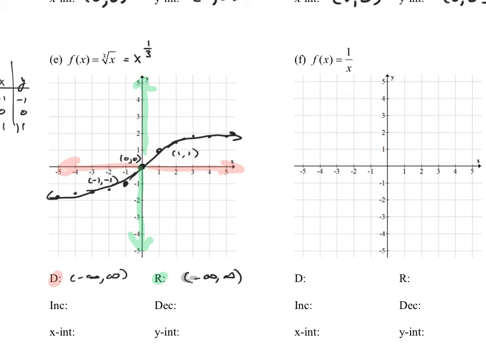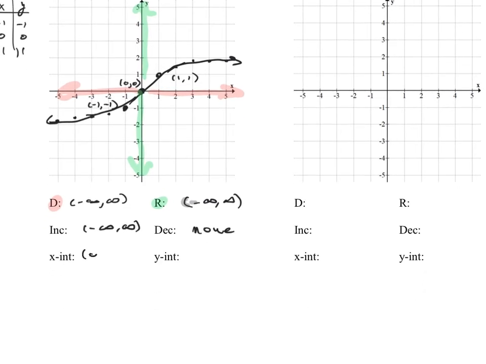As I go from left to right, what's happening? Well, as I go from left to right, my y value is always going up, which means I'm always increasing, and that happens from -infinity to infinity. My decreasing, when does this graph go down? The answer is none. It never goes down. X-intercepts, where does it cross the x-axis? At the point 0, 0. Y-intercepts, it crosses at 0, 0.